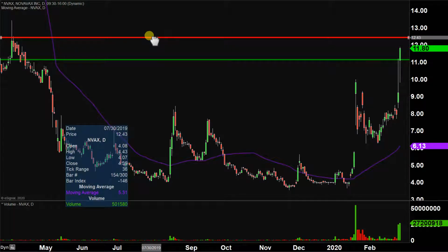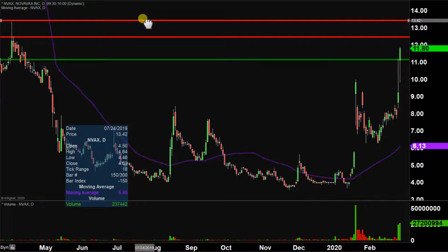But next key battleground headed into Friday, right up there at $12.50. And if 12.50 can be broken, next key level after that, up there at 13.40. So overall, though, monster volume, monster price movement. Let's see if the price can continue to build upon this momentum.